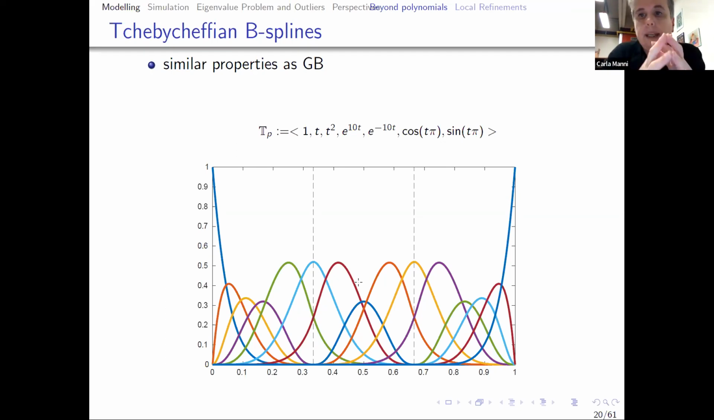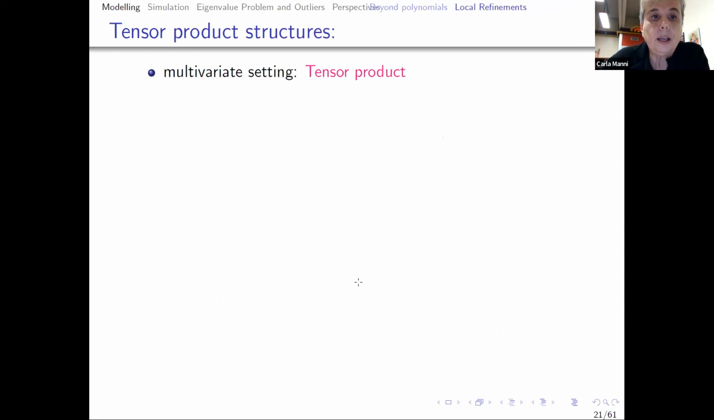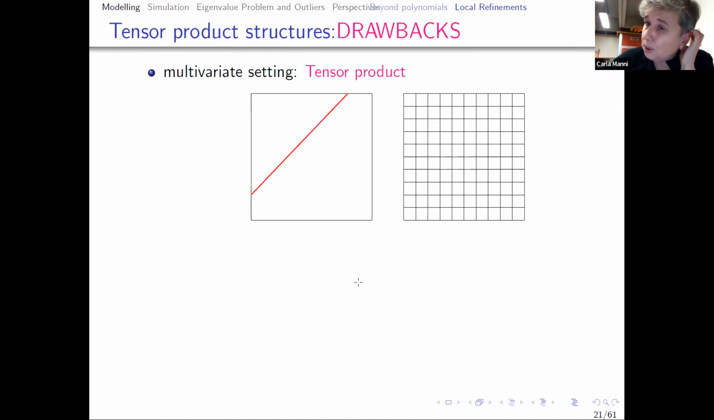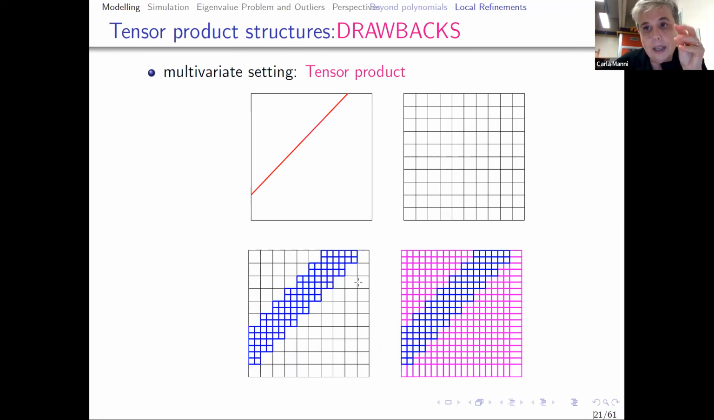As an example, this is the plot that you can have for Tchebycheffian B-splines with sections belonging piecewise to this space. Here, just a warning or a remark: if you want to mix together different Tchebycheff spaces in different intervals, then you have to pay attention, because this is not always allowed if you want a B-spline-like basis. But in the cases of interest in practice, this is often the case.